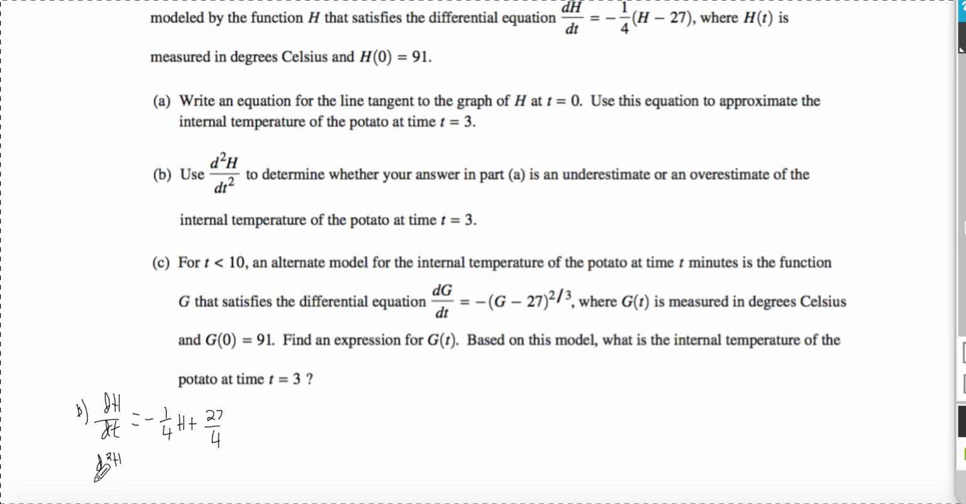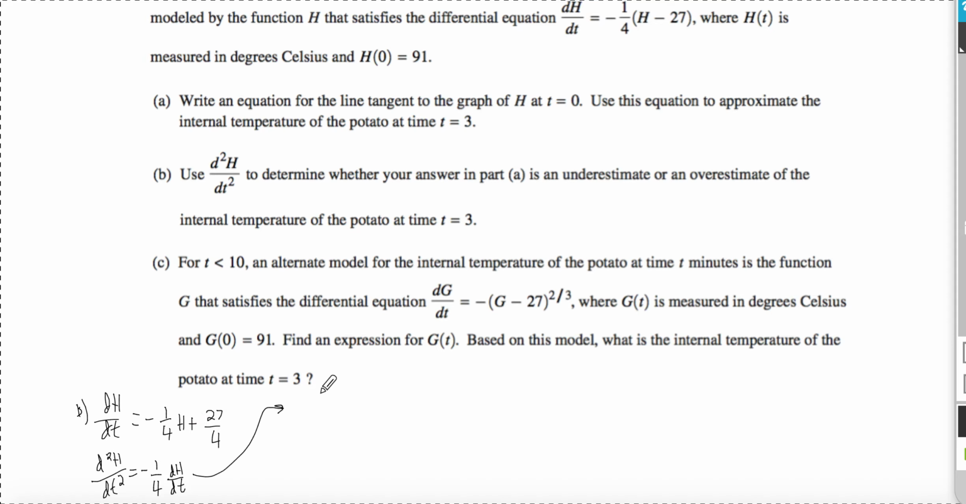d squared h over dt squared is going to be equal to negative 1/4 h. I need the derivative of this with respect to t, but h, that's not my with respect to variable. So all of a sudden, I'm in implicit differentiation. The derivative of negative 1/4 h is negative 1/4 times the derivative of h with respect to t, which is dh dt, because h isn't my with respect to variable. h is its own function of time. Plus, the derivative of 27 fourths is 0.